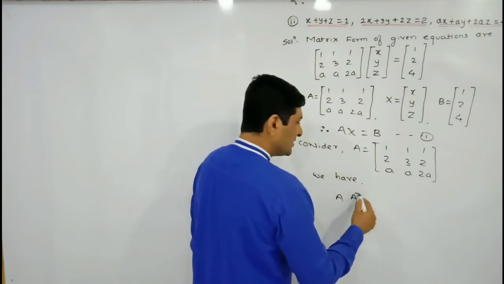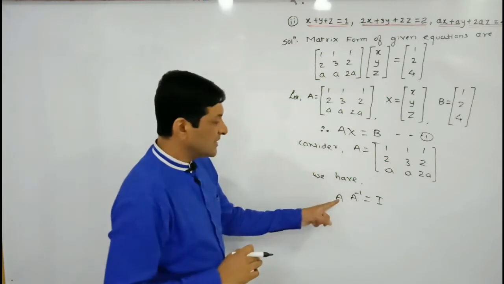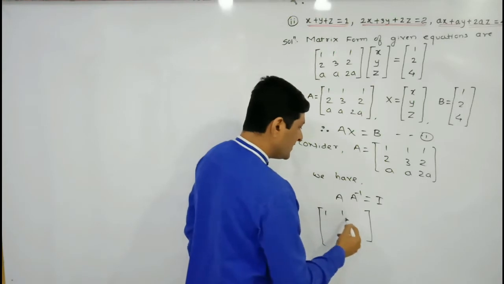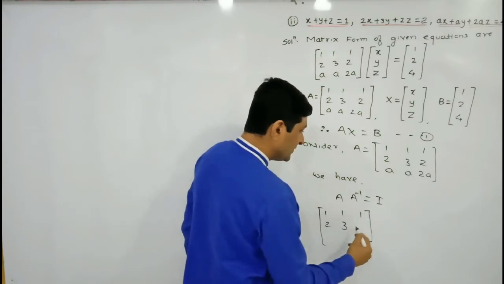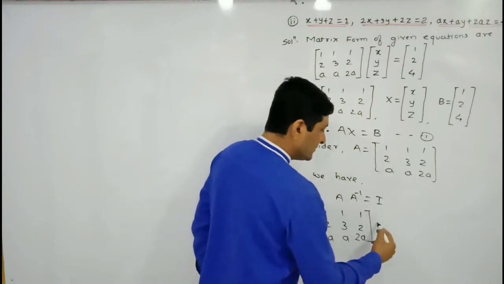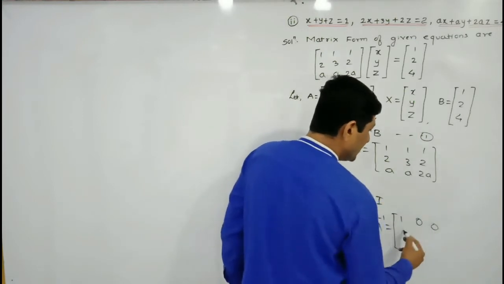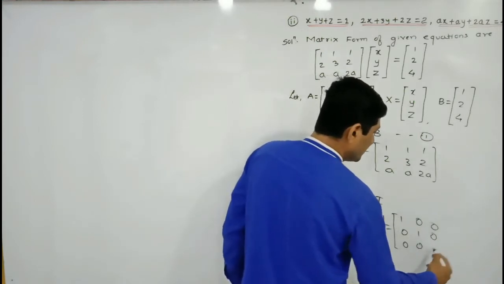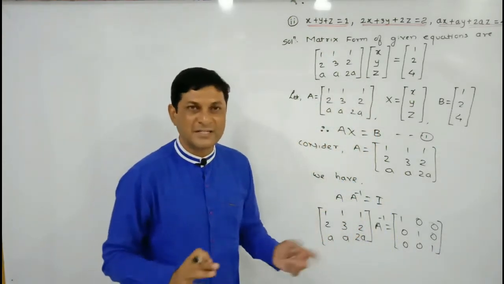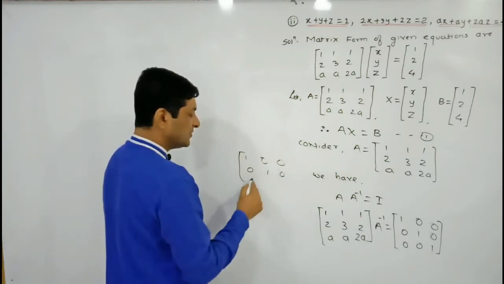What is the condition in the case of row transformation? A into A inverse is equal to the identity matrix. Now replace A by matrix A, where the elements are 1, 1, 1, 2, 3, 2, a and 2a. A inverse, keep it as it is. On this side, write the elements of the identity matrix: 1, 0, 0, 0, 1, 0, 0, 0, 1. Now to find the inverse, we have to convert this matrix into identity, meaning its elements should be 1, 0, 0, 0, 1, 0, 0, 0, 1.